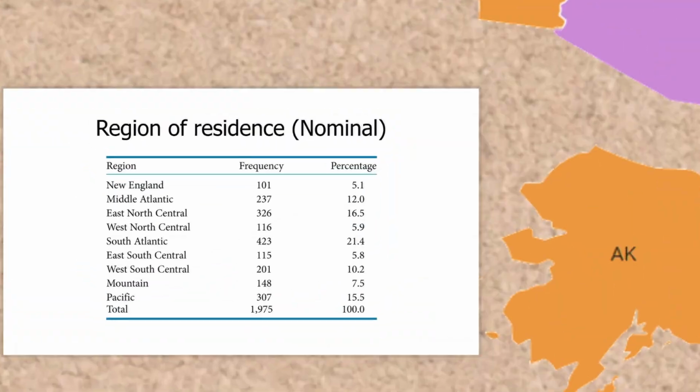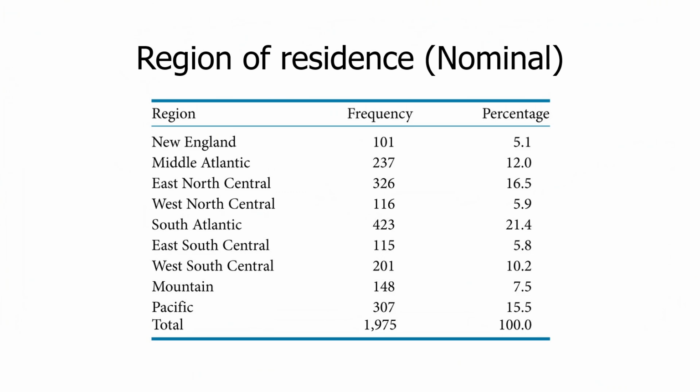Now here's a properly constructed frequency distribution of a 2012 General Social Survey question or variable, region of residence. Actually, I think this might be census division, but you can see there are 9 values here: New England, Middle Atlantic, East North Central, West North Central, and so on and so forth. There's one column here that labels the values. The next column shows the raw frequency, sometimes called the count of cases within each value of the variable. And then at the bottom, there were a total of 1,975 respondents in this survey.